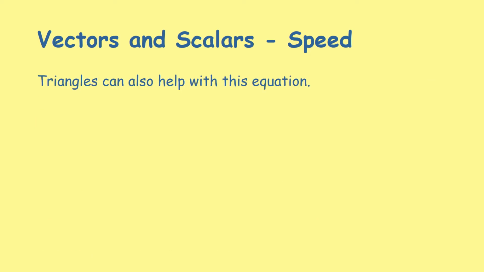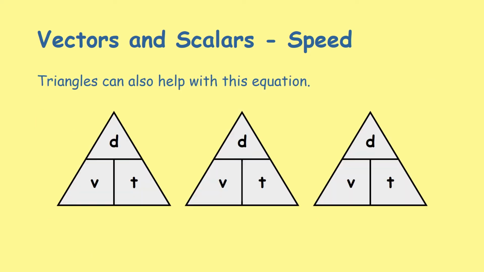Triangles can also help with this equation. Looking at our first triangle, if we cover up the d, we get d equals v times t. Looking at the second, if we cover up the v instead, we're going to get v equals d over t, or d divided by t. And the third, if we cover up t instead, we're going to get t equals d over v, or d divided by v.